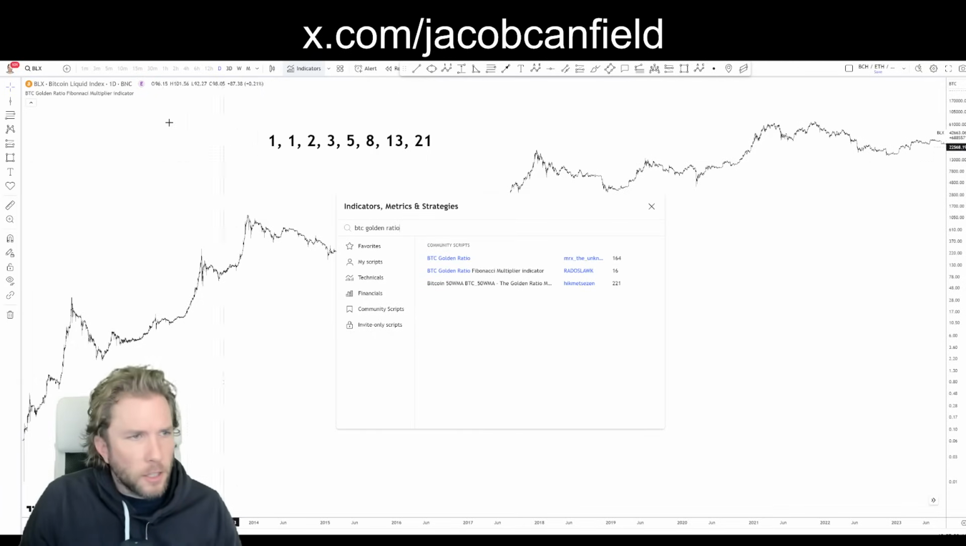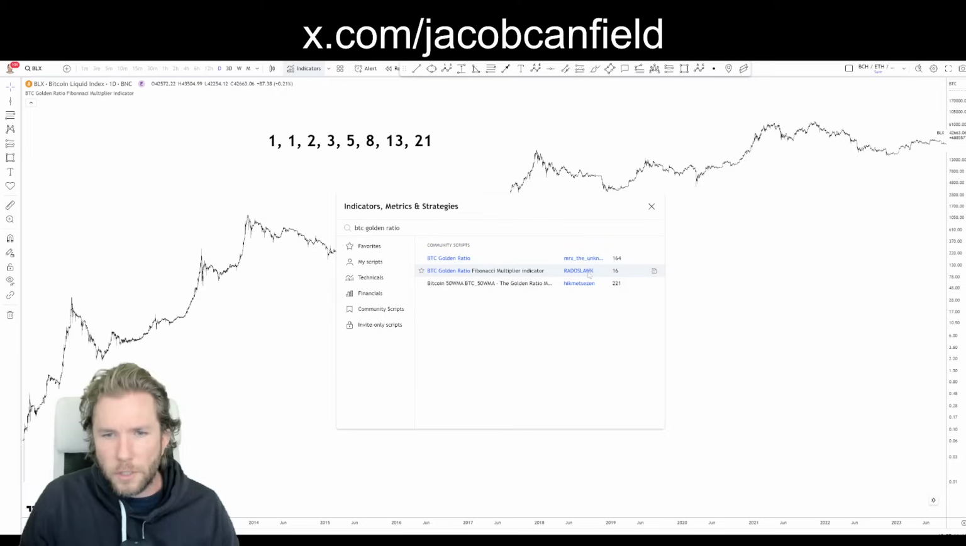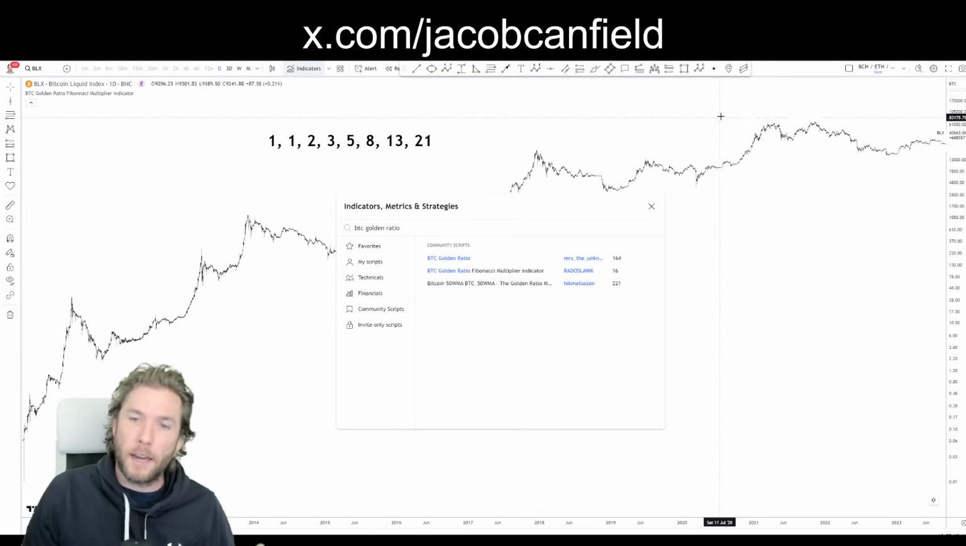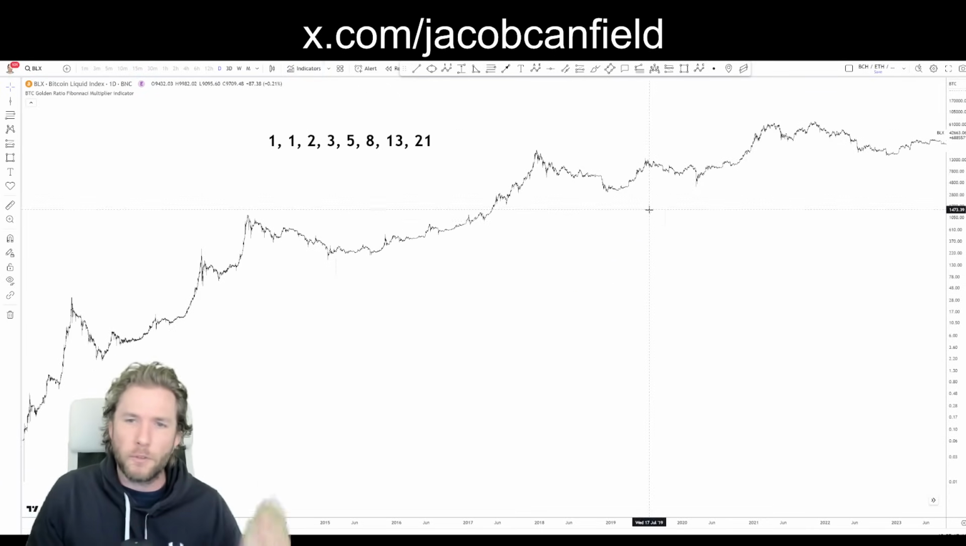So basically, let me see. I think it's this one. Yeah, BTC Golden Ratio Fibonacci Multiplier Indicator by Rado Slock. It's only got 16 likes, but I like this one a lot, and I'll show you why. And I can recreate this if we want.